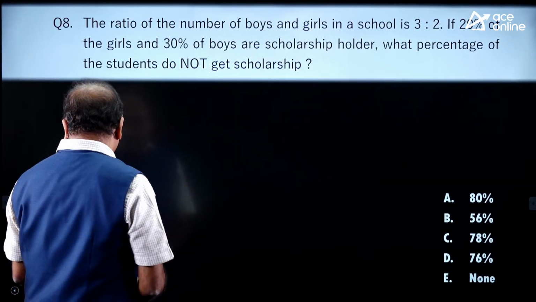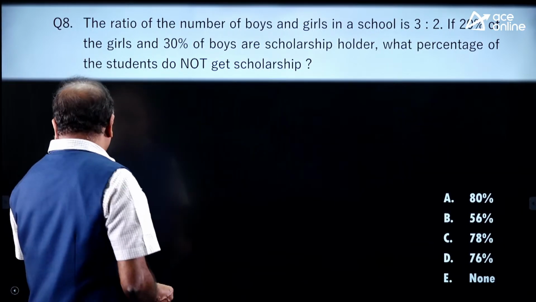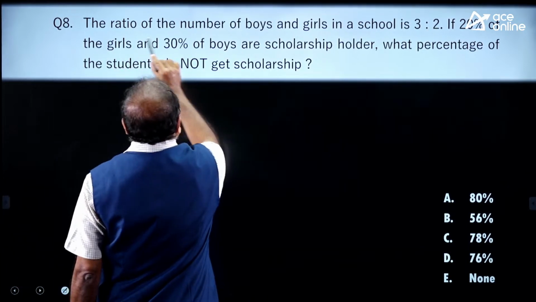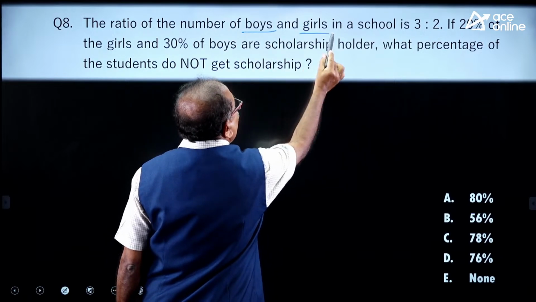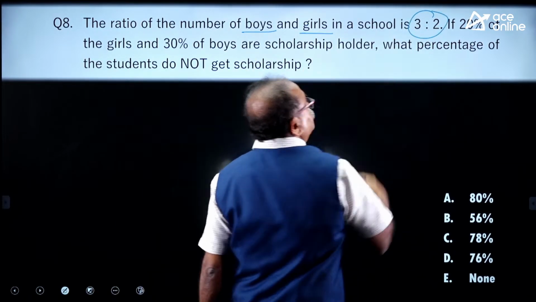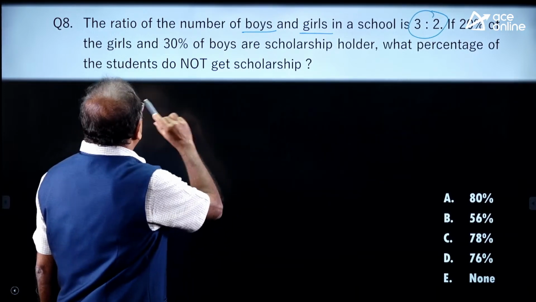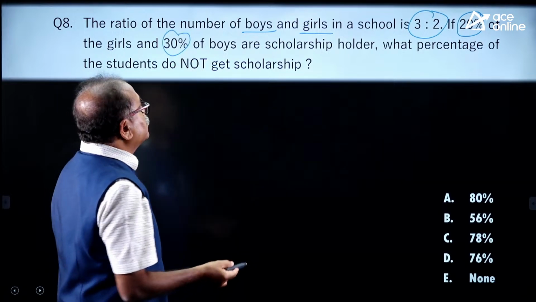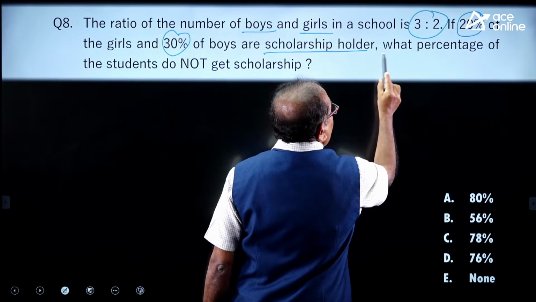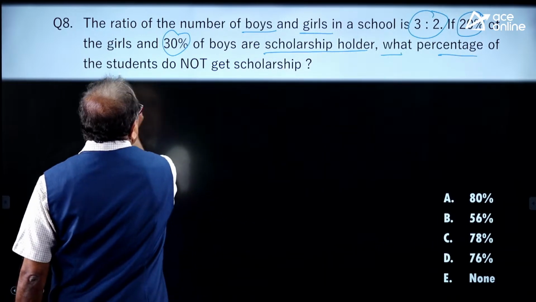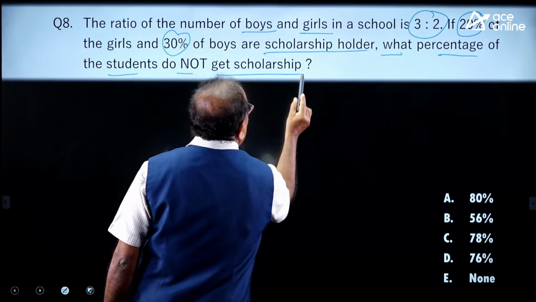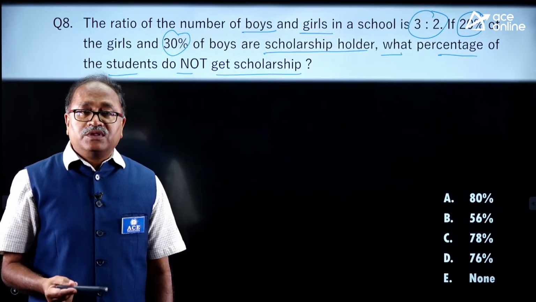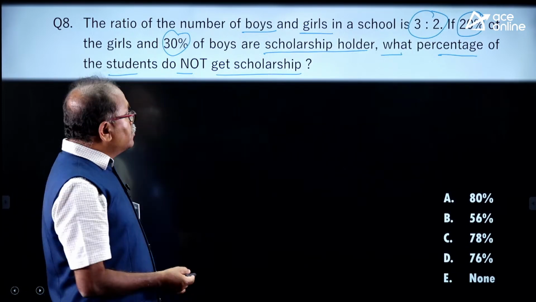Now, let's answer this question. And what is the question? Allow me to read it. The ratio of the number of boys to girls is 3:2. 20% of the girls and 30% of the boys are scholarship holders. What percentage of students are not getting scholarship? Really a very good question. I will give you the best possible method here. And your time starts now.